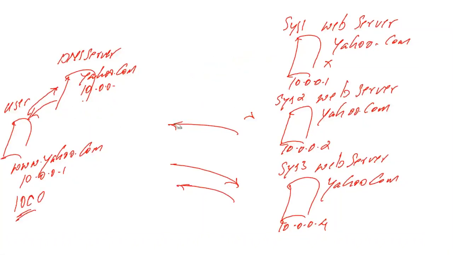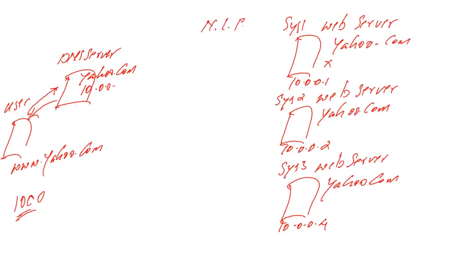In all these web servers, we have to add the Network Load Balancing service. So in this web server, in system one web server, we have to go as administrator and install the Network Load Balancing service. In system two web server also, we have to install it. In system three web server also, we have to install it, right? But we have to do the configuration of the Network Load Balancing service only in one server. And this information will automatically replicate to the other web servers, the other Network Load Balancing services.